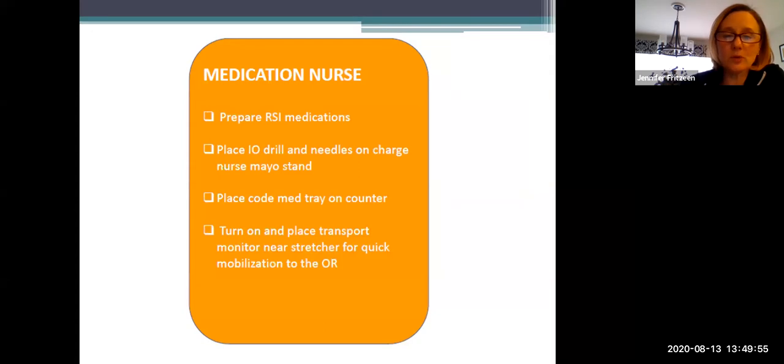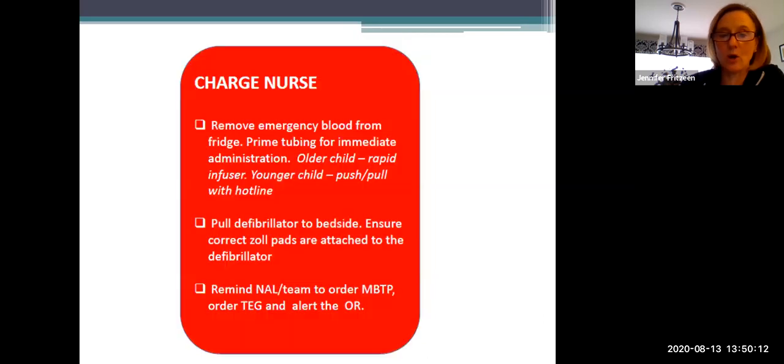Now, the medication nurse, we're going to say, go ahead and prepare RSI meds. We ask them to get the IO drill and needles on the Mayo stand and place the code med tray on the counter. And then turn on and place a transport monitor near the stretcher, because we want to make sure that we are ready to move out of that room and get to the OR right away.